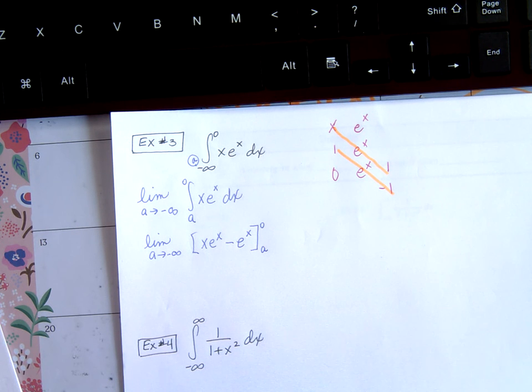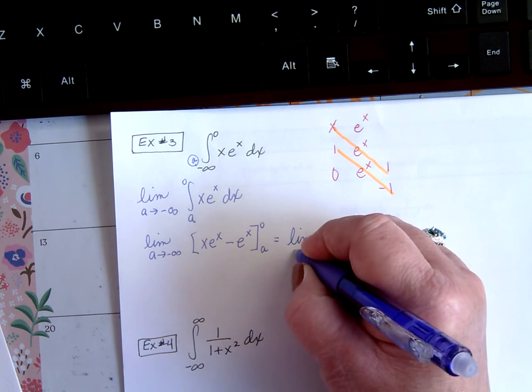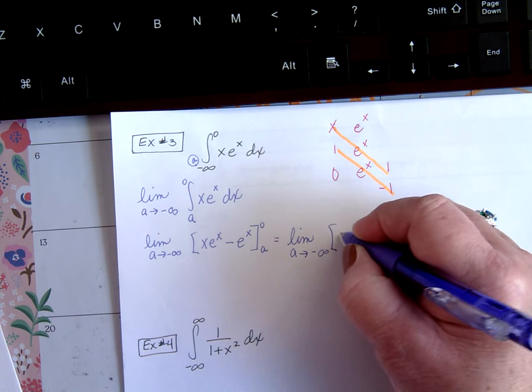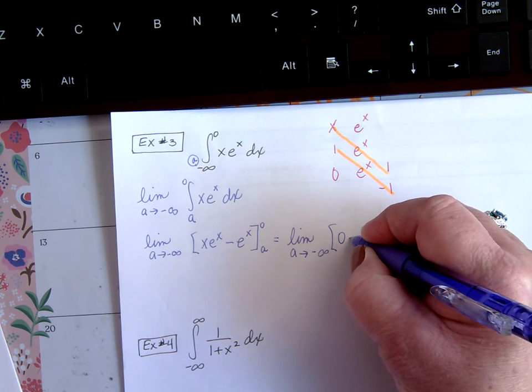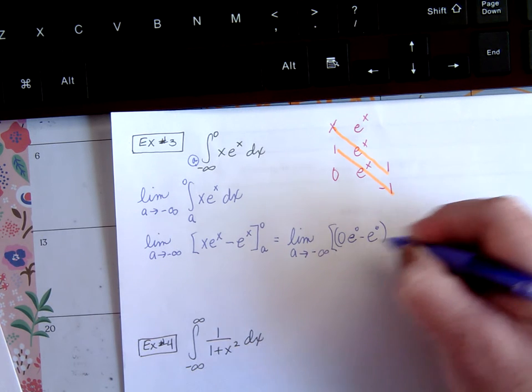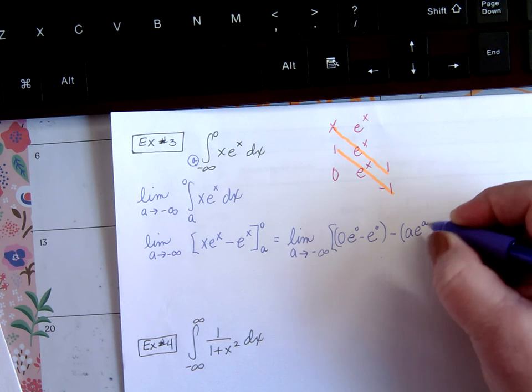Okay, we integrated. That's step 2. Now we're going to evaluate. So we're going to put in our zeros and our a's. So we're going to do f of b minus f of a. It's still a limit. I haven't taken the limit yet. It is going to be, let's see, 0 times e to the 0 minus e to the 0 minus, let's see, a e to the a minus e to the a.